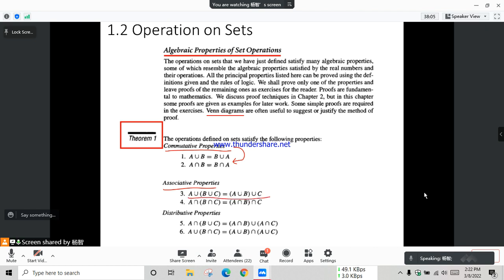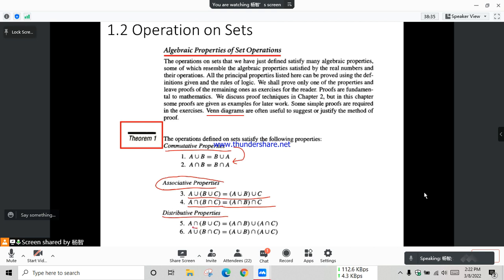A union B union C is equal to A union B and union C. And the intersection is like this. This is the associative property. And the next is distributive property.